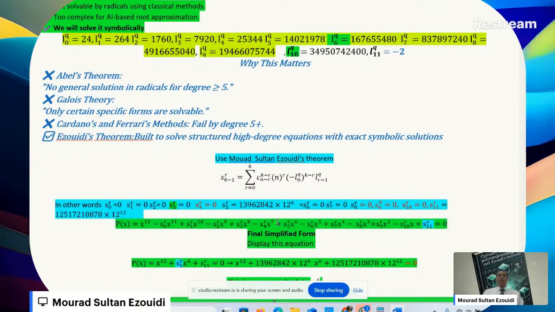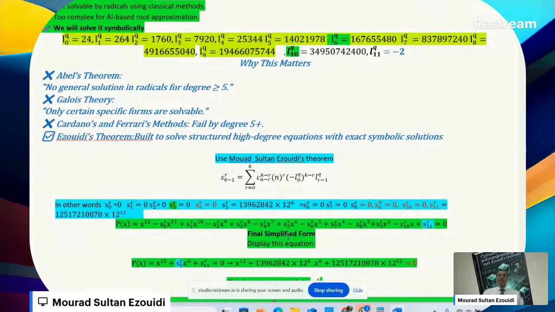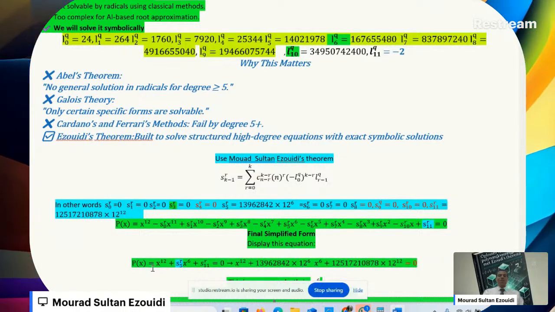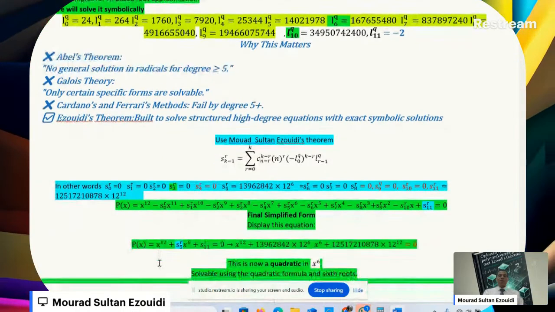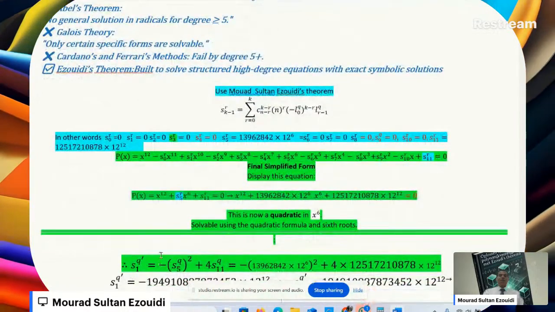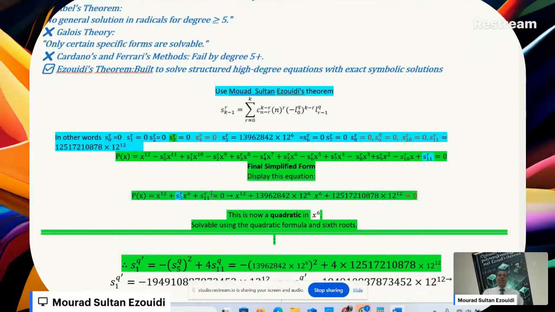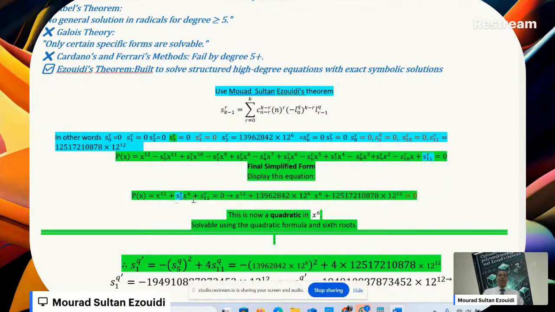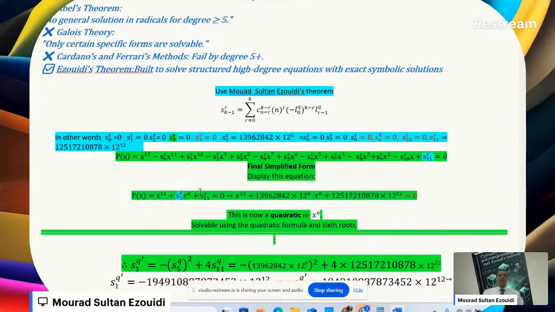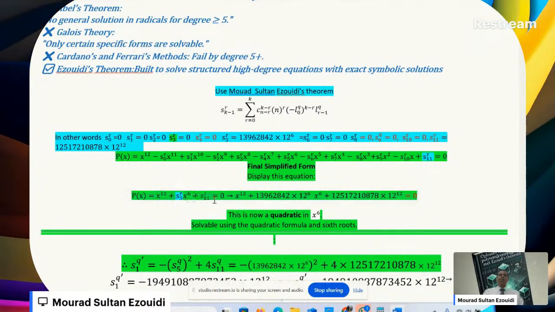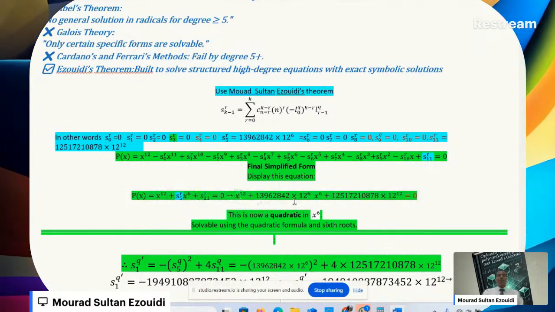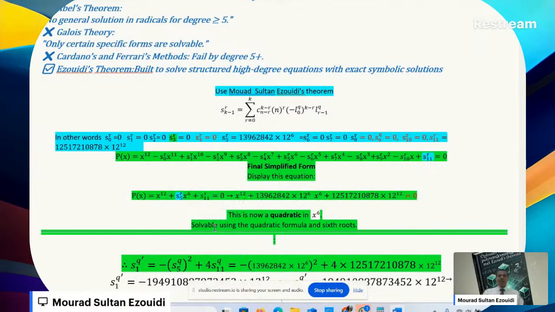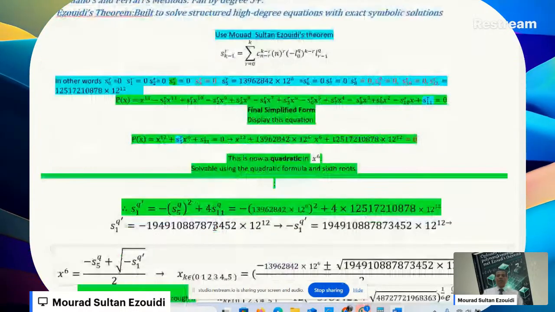Now we are told that S11 is different to 0 and S5 is different to 0. So the final simplified form means we will display this equation. So P of x has to be equal to x raised to the power 12 plus S5 x raised to the power 6 plus S11 equals 0. You see, this is now a quadratic in x raised to the power 6. Put x to the power 6 as a variable and you will get the quadratic equation. Now, this will be solvable using the quadratic formula, giving six roots.